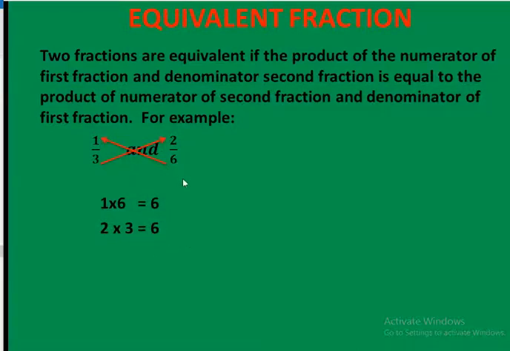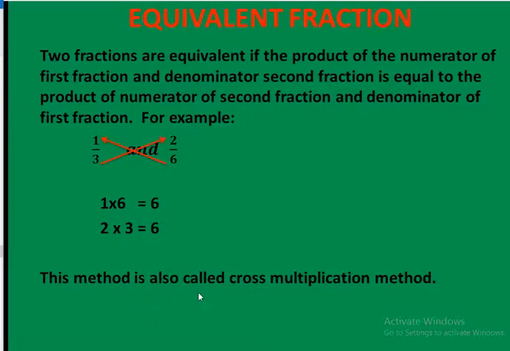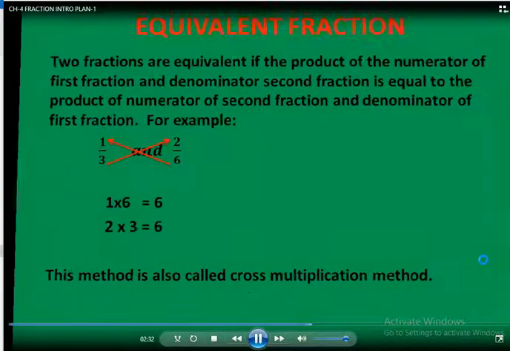Here you can see 1 into 6 is 6 and 3 into 2 is also 6. So these are equivalent fractions. In this way we can find whether fractions are equivalent or not. This method is also called the cross multiplication method.